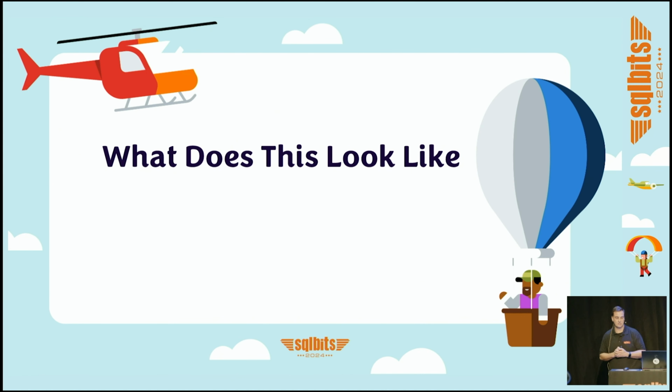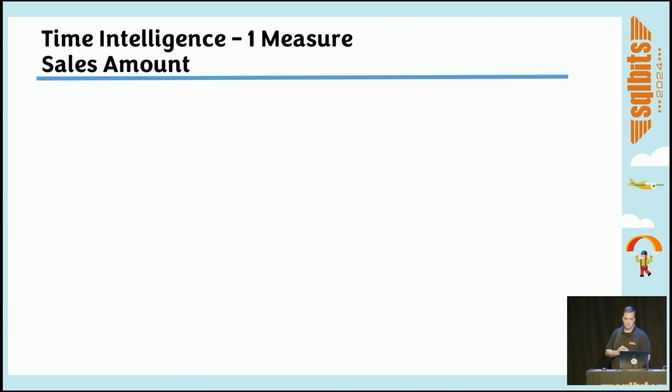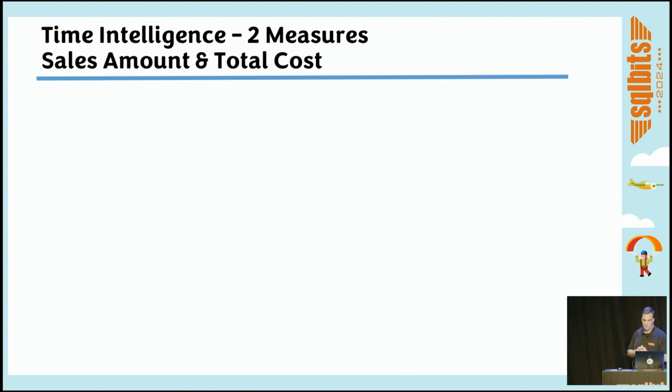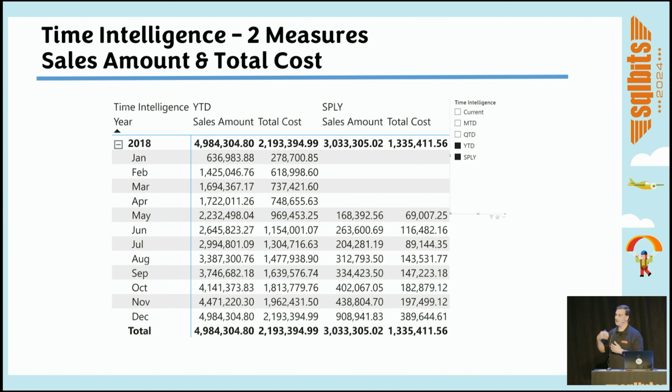So what does this look like? So this is time intelligence with one measure, sales amount. As you can see, I have the slicer on the right-hand side where I can actually slice and do quarter to date, year to date, same period last year. Maybe I only want to show one. And again, once I give it to the user, now they're in control of changing that. I can also put two measures. Same thing, give it to the user, they can control what they want to see.